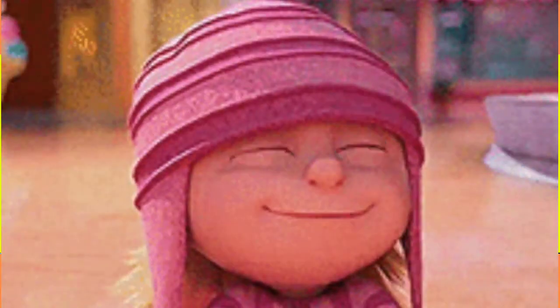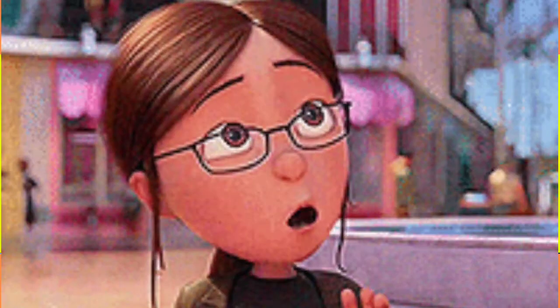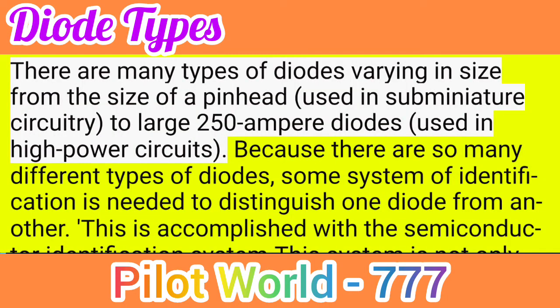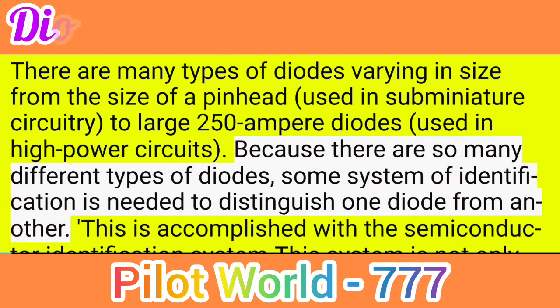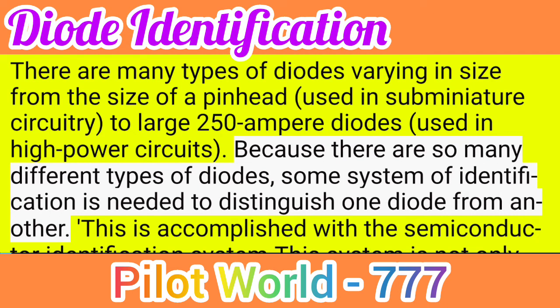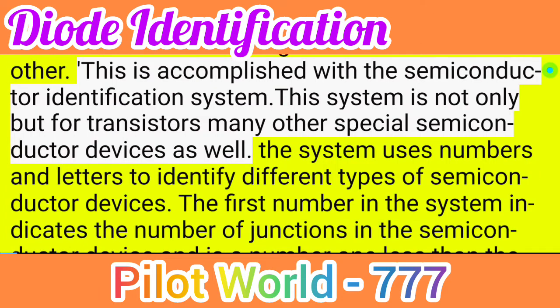Diode identification. There are many types of diodes varying in size from the size of a pinhead used in sub-miniature circuitry to large 250 ampere diodes used in high power circuits. Because there are so many different types of diodes, some system of identification is needed to distinguish one diode from another. This is accomplished with the semiconductor identification system.